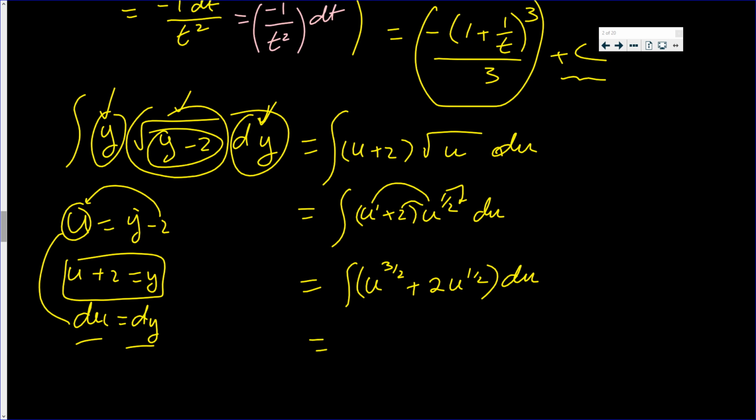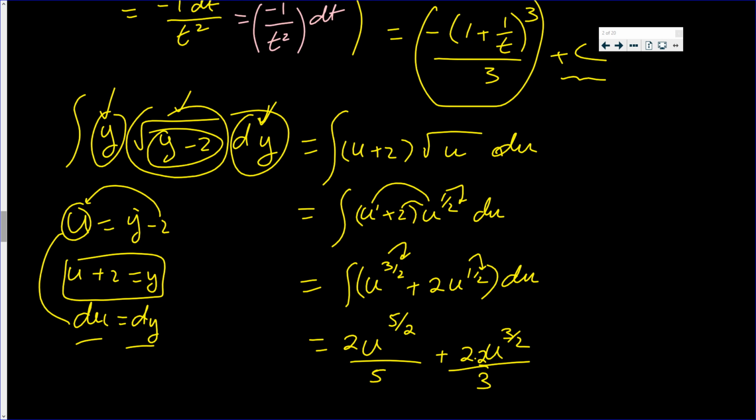Now we're integrating. Add the 2 and the 3, you get 5 over 2, and you divide by 5 over 2, plus 2. You add 1 plus 2 is 3 over 2. So you divide by 3 over 2, plus c. So this is 2 times u to the 5 halves over 5, plus 2 times 2 is 4, times u to the 3 halves over 3, plus your constant.